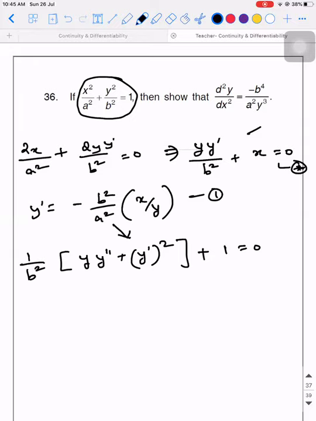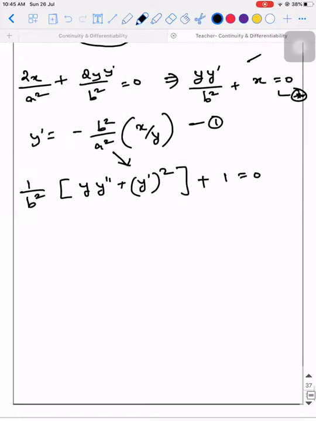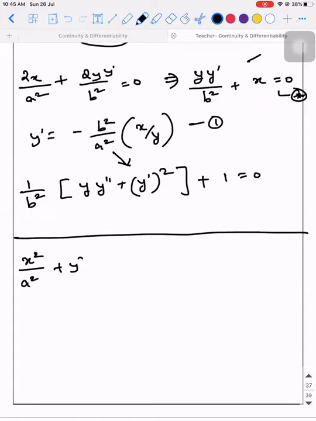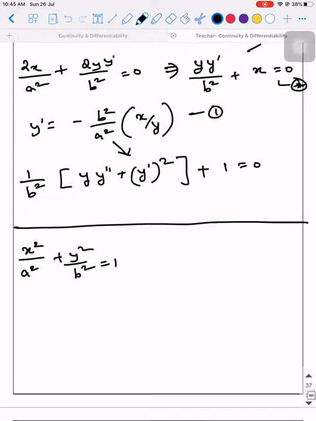Are you guys there? So this is one way. Or the other way is x square by a square plus y square by b square is equal to 1. You can use the parametric form also. Parametric form in the sense you can take x is equal to a cos theta and y is equal to b sin theta and proceed. These are also called the parametric coordinates on the ellipse, because if you substitute a cos theta and b sin theta, the equation will get satisfied: a square cos square theta by a square is cos square theta, plus sin square theta is 1.